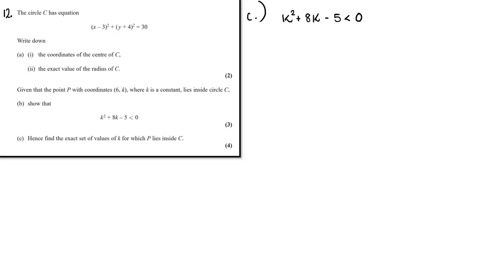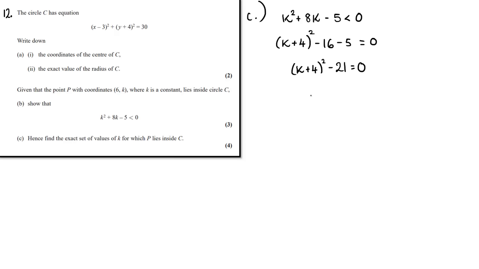Now, with this being a straightforward quadratic with the coefficient of k squared being 1, I'm just going to complete the square. So I'm going to get k plus 4, we square this term, and we take the negative square here. So 4 squared would be 16, but we want minus 16, and we minus what's left over, so the minus 5 there. We just set this equal to 0 for now. Simplifying the left-hand side, I get k plus 4 squared minus 21 is equal to 0.